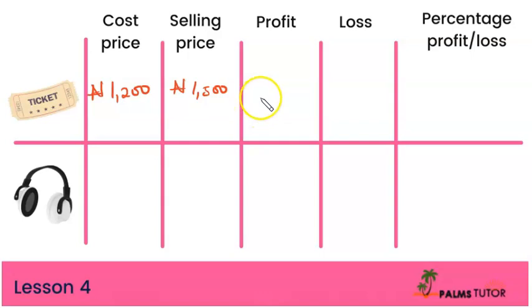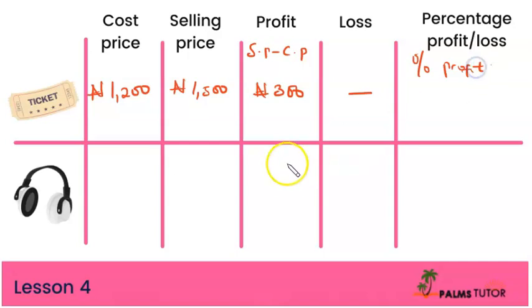Profit, right? So we have selling price minus cost price. 1,500 minus 1,200 gives us 300 naira. We made a profit, not a loss. So we are also calculating percentage profit, which means that we put in our profit, which is 300 naira, against the cost price, which is 1,200, multiplied by 100.